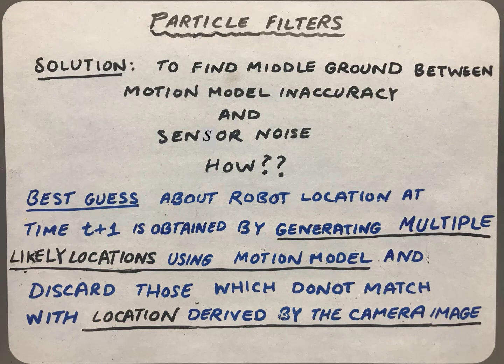And a slight change of terminology. I'm going to replace images, because an image is eventually going to be used to extract the location of the robot. So instead of using images, I'm going to use the word location here. So what we're going to do is generate multiple likely locations based upon our motion model, our guesswork, and we're going to match them with the locations obtained from the camera images.